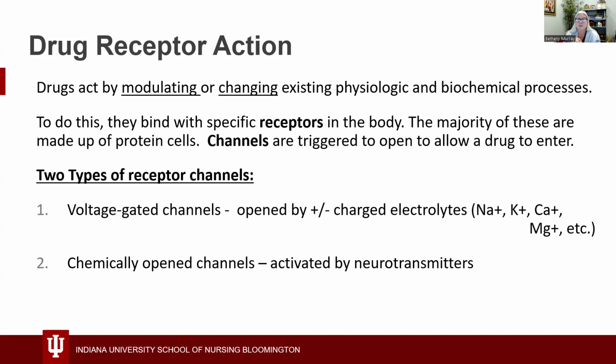The second way, and this is particularly important for the nervous system, is that medications will act on neurotransmitters that then will open up channels into the neuron or the nerve cells.